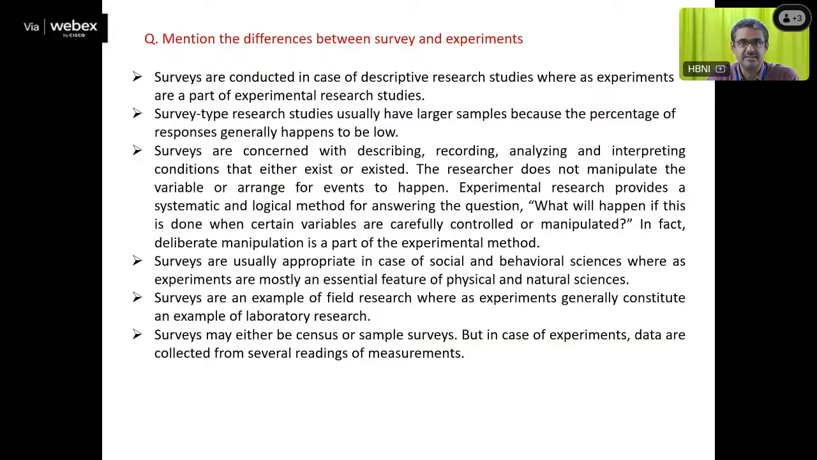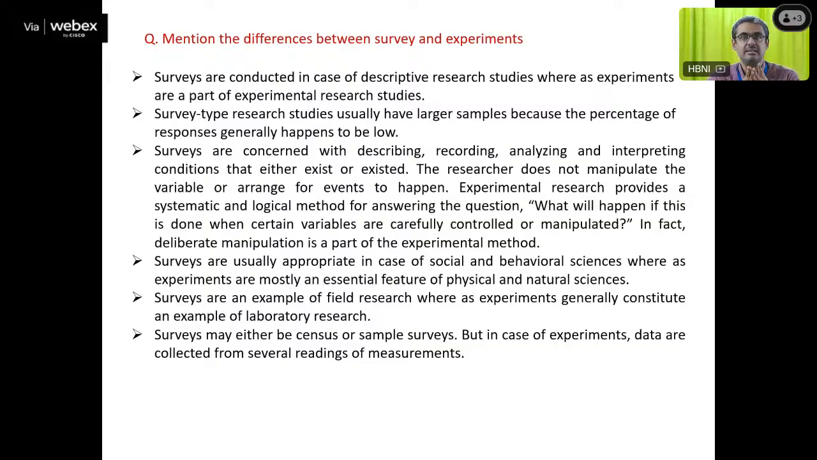Surveys may either be census or sample surveys, but in the case of experiments, data are collected from several readings of measurements. Generally, you do multiple experiments, right? So these were the major differences between surveys and experiments. First is that surveys are for descriptive research, experiments are for experimental research. Survey types have larger samples because the responses are generally low, whereas in experiments you have responses most of the time, unless they're at the experimental level.